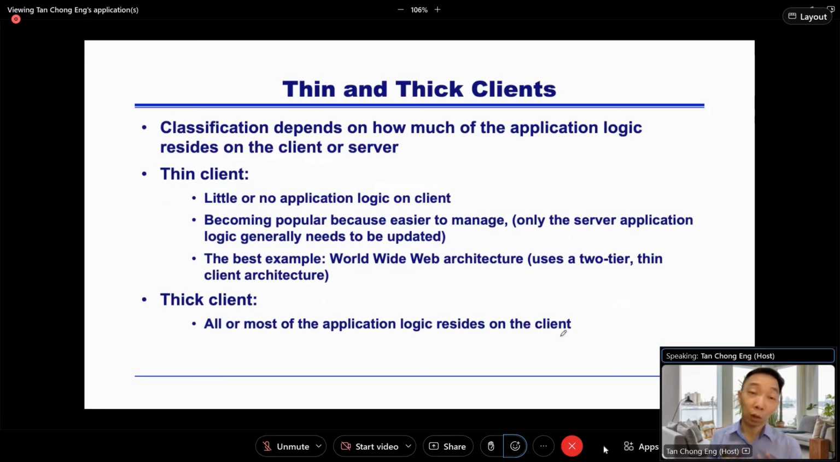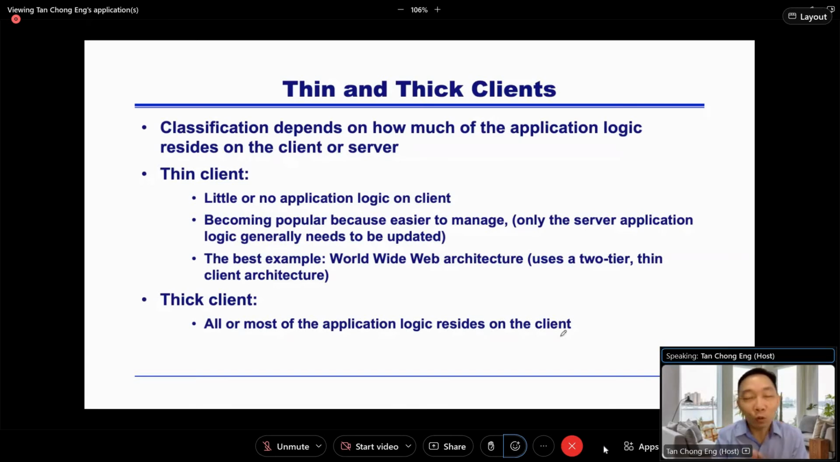For example, you want to put up a website. Okay, you can put up your own website, hosting your own website on your own web server. So there's no problem. But when it comes to the client, it's actually talking about the user computer that is being used to access the information. So we have thin clients and thick clients.